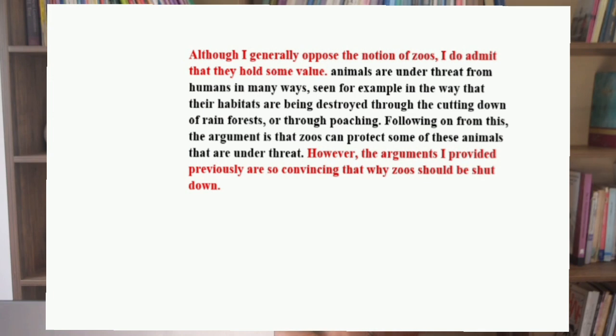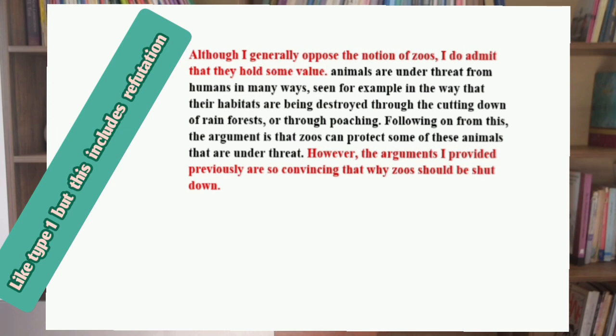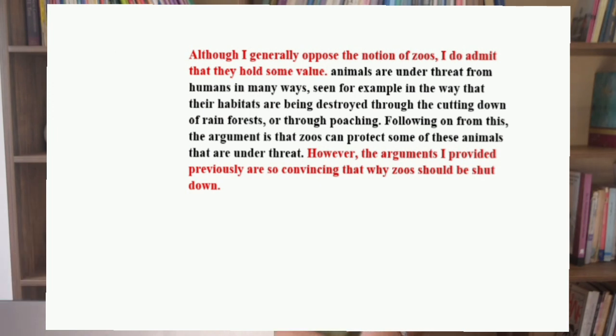And here we imagine that in the first and second body, the writer has noted his or her arguments against zoos, but in the third body uses concession and refutation together. Although I generally oppose the notion of zoos, I do admit that they hold some values. Here we can find that the writer is using the concession paragraph, starting with the opposing idea. But in the final part of this paragraph, you can see the refutation in this sentence.